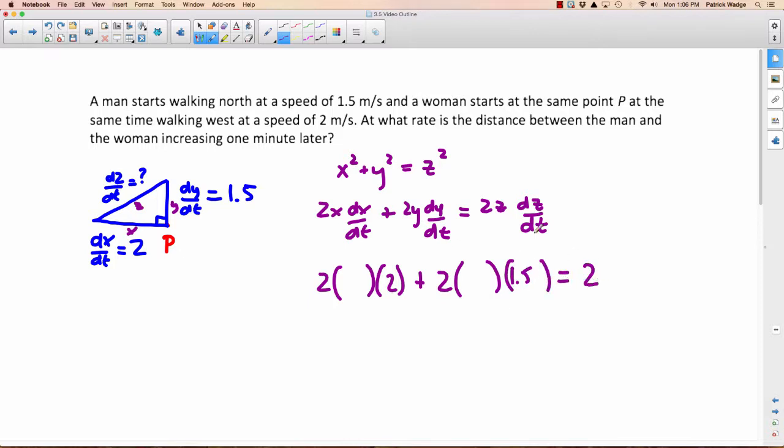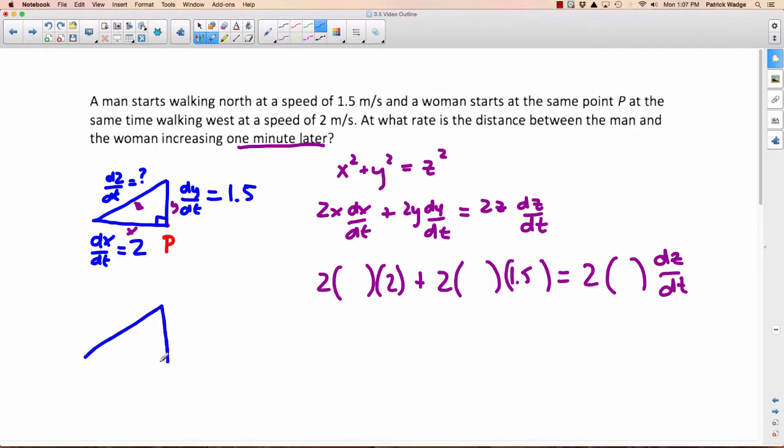And then z again, but we don't know z. And then dz/dt, we don't know that either. We've got a lot of unknowns. Okay, we actually do know one other thing, right? We want to know at what rate the distance between the man and the woman is increasing 1 minute later. This is our key.